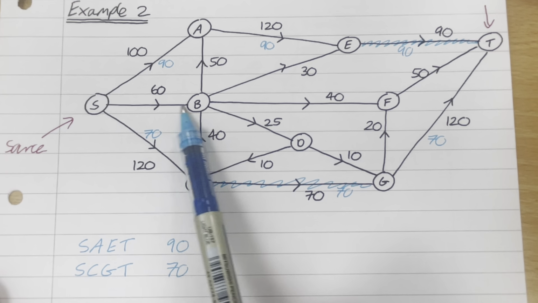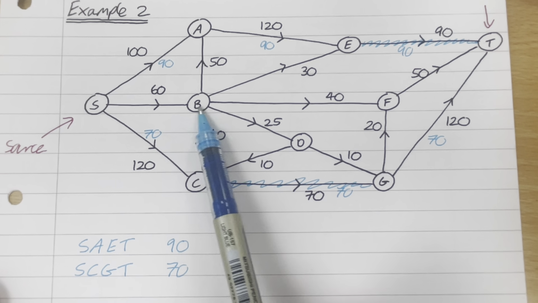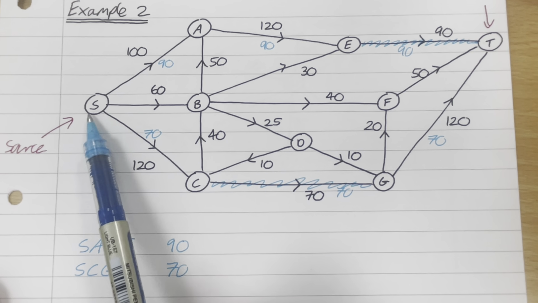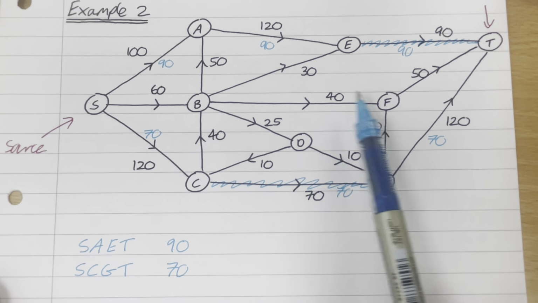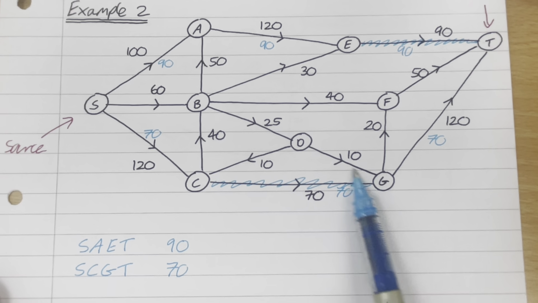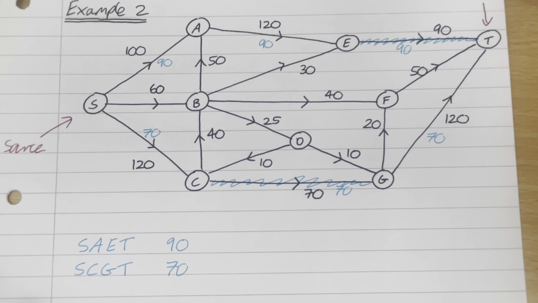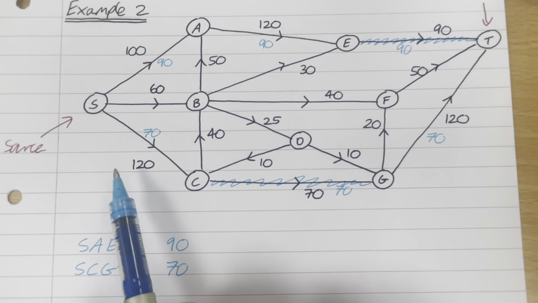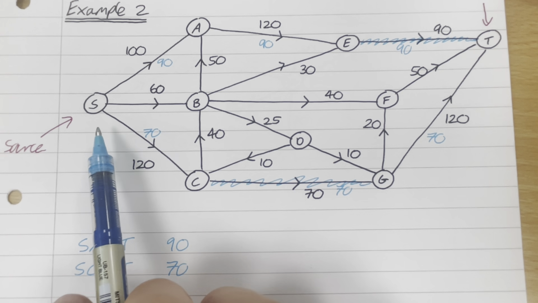So I could send some flow this way, S to B to F to T, or perhaps I could go from S to C to B to F to T, or I can come down this route as well. So there's lots of different options available to you, and there isn't a hard and fast rule as to which you choose next. You just keep adding flows until you can't add any more, essentially.